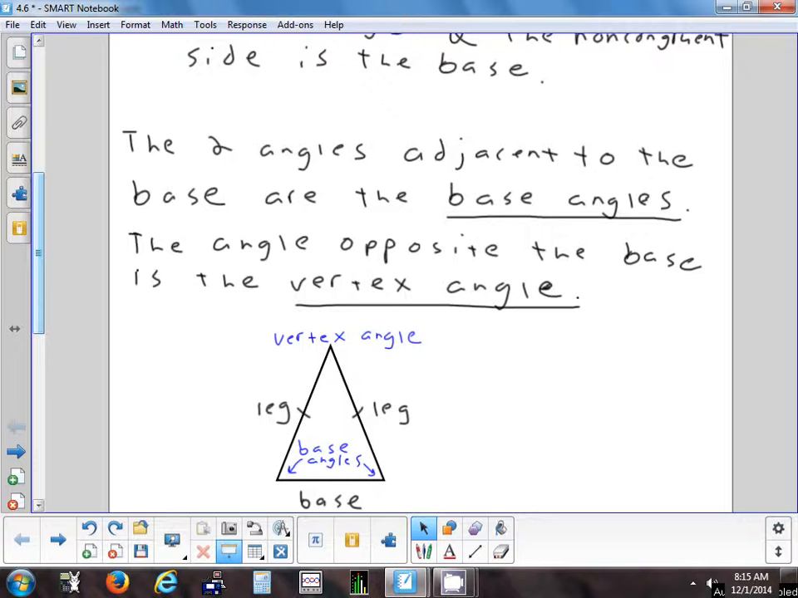Okay, and there's a quick picture of an isosceles triangle. So the bottom side is the base, two congruent sides are the legs, the base angles are at the bottom, vertex angle is up at the top. Okay, any questions on that?